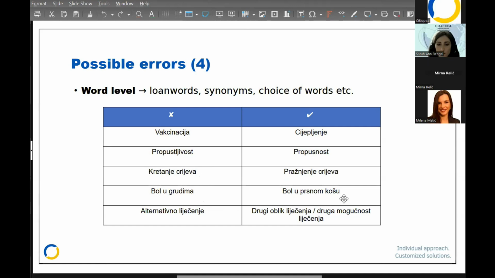And one of the most important things recently that I've read from the recommendations from the Central Ethics Committee is that alternative treatment in Croatian should be translated as drugi oblik liječenja or druga mogućnost liječenja. I've encountered this in many texts. The reason is because alternative treatment, the word alternative can have a very different connotation in Croatian and may refer to alternative medicine, which is of course not what we're aiming at when we're dealing with medicine and pharmacology. So we also need to be careful how we translate these terms.